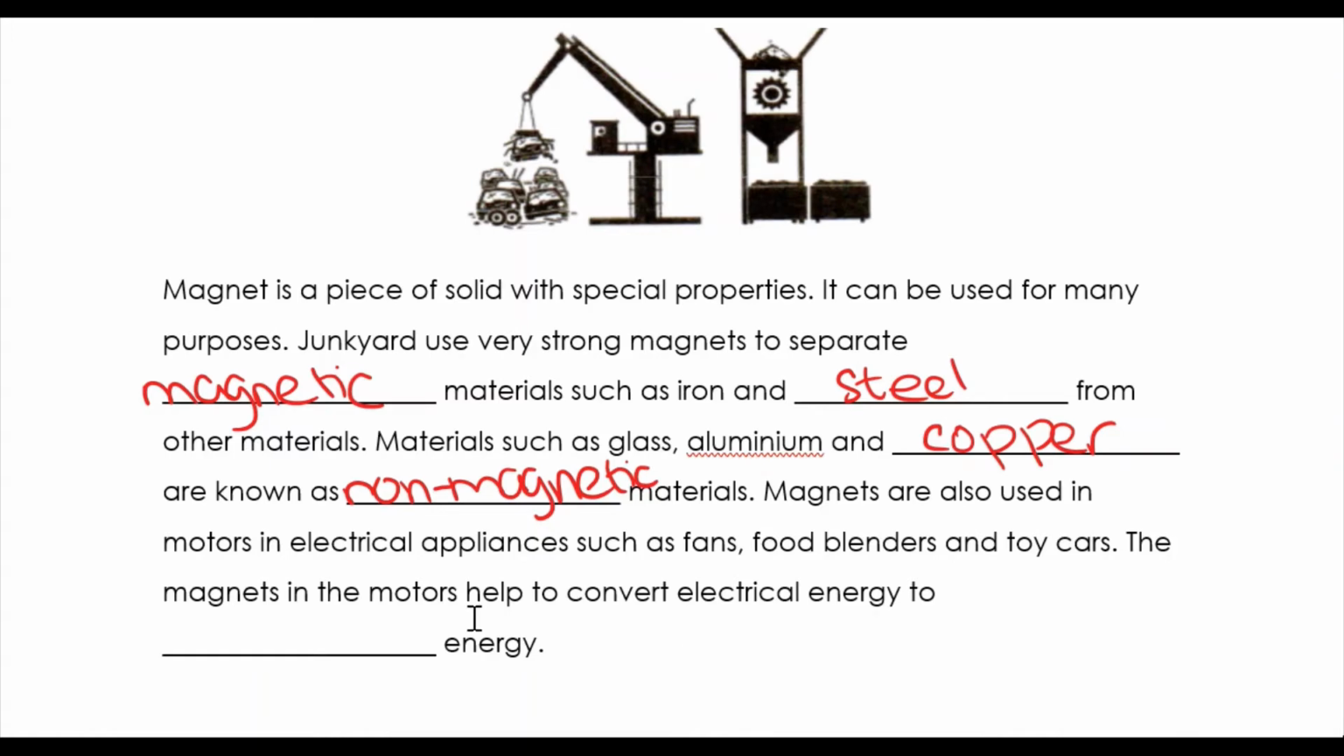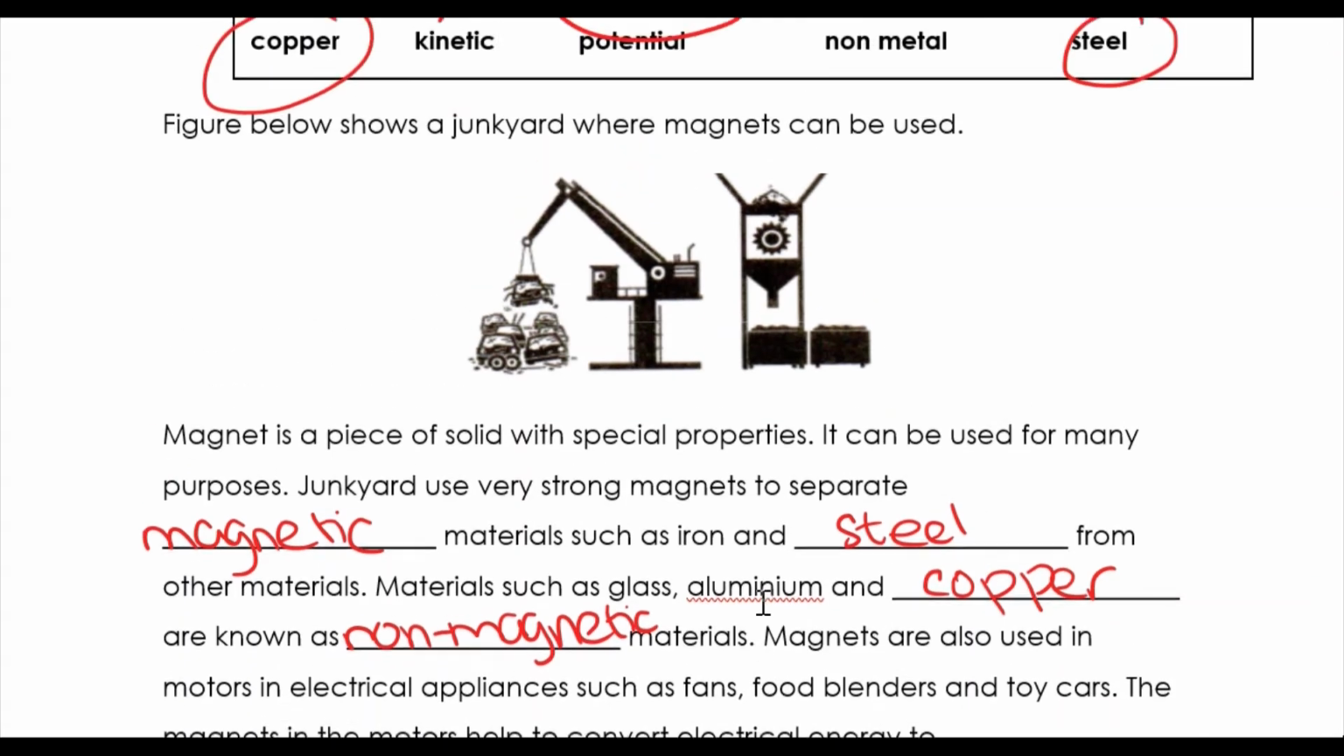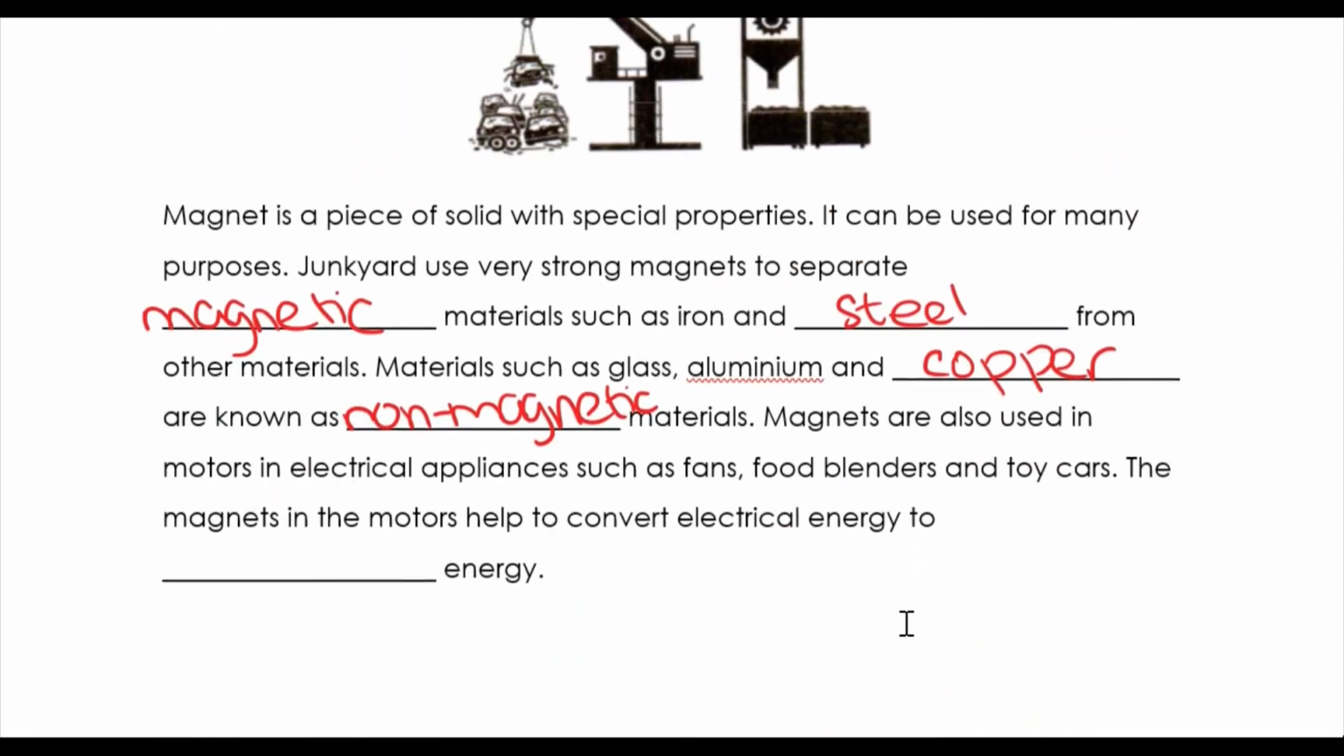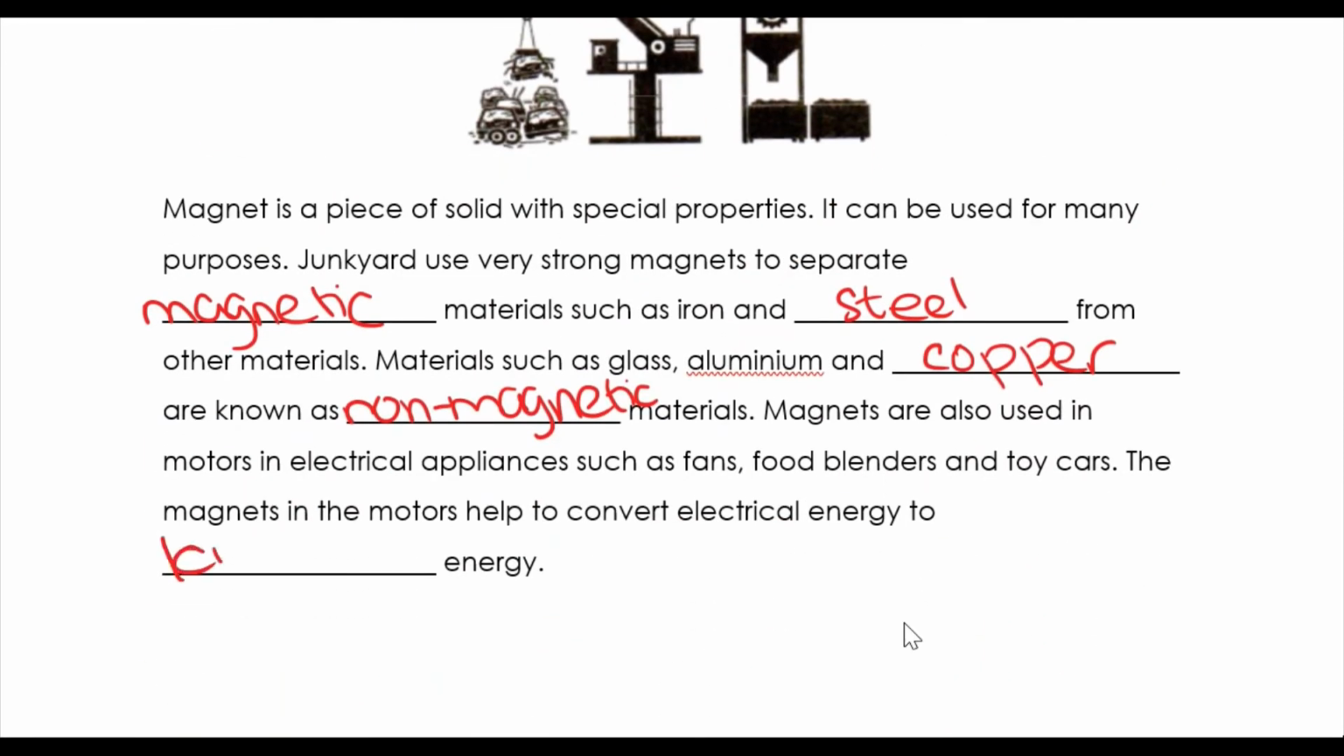Magnets are also used in motors and electrical appliances such as fans, food blenders, and toy cars. The magnets in the motors help to convert electrical energy into kinetic energy. Because there's movement energy, so we don't call it movement energy anymore, we call it kinetic energy.